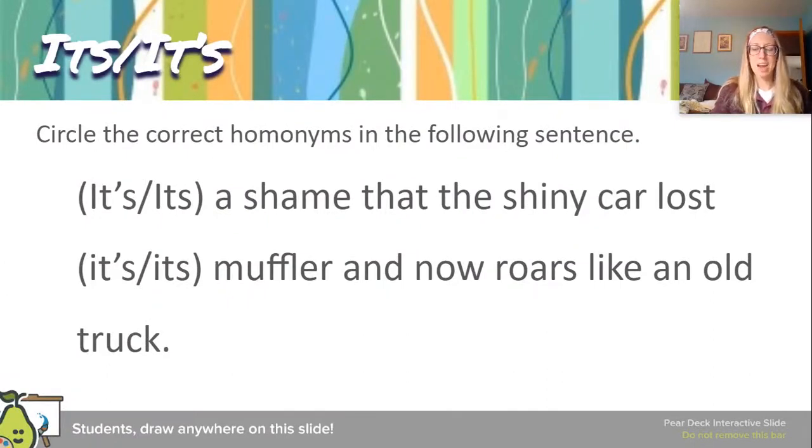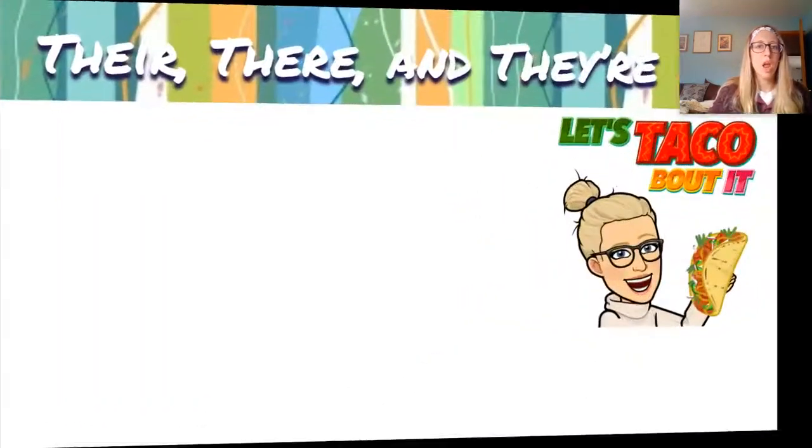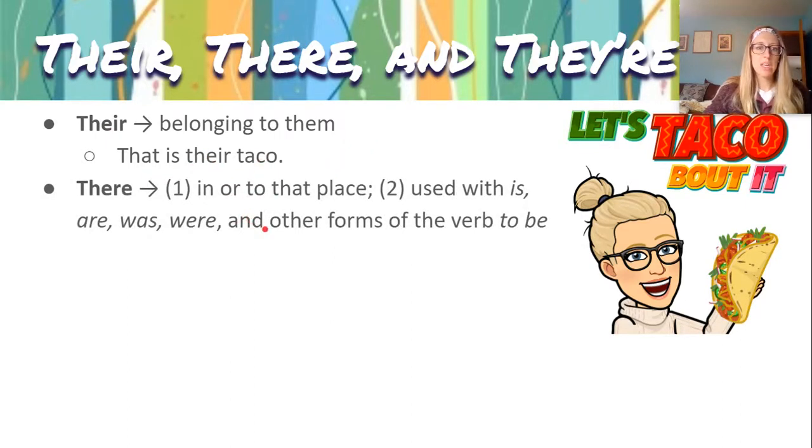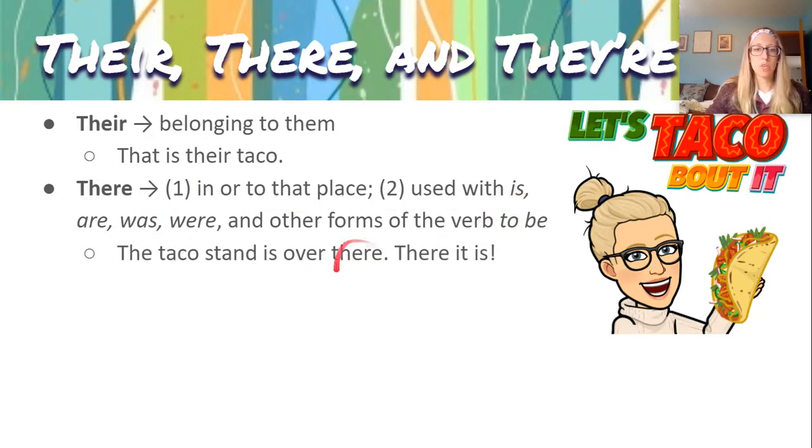Okay, I'm going to just skip through these practices because I feel like they're pretty straightforward. But remember, you can go look at the Google slide notes, and the answer key will be in the notes section on that slide. So there, and there. THEIR means belonging to them, like that's their taco. It's a possessive. THERE is like a pointy pronoun, like look over there, right? It means in or to that place. It's usually used with is, are, was, were. So the taco stand is over there. Look at that. There it is. That kind of thing.